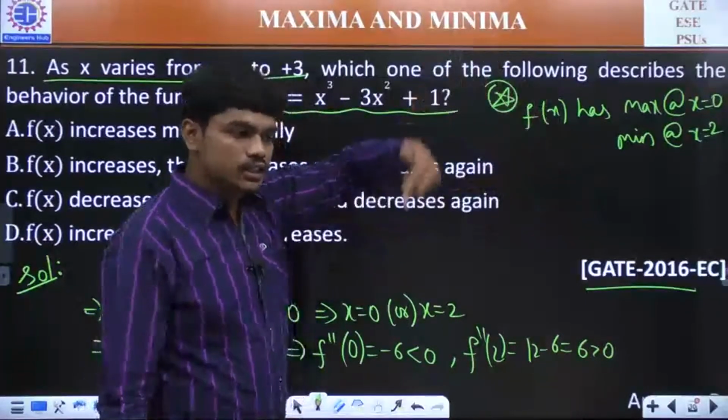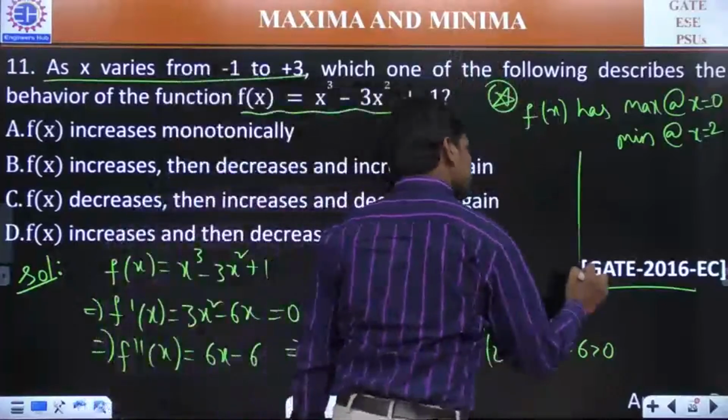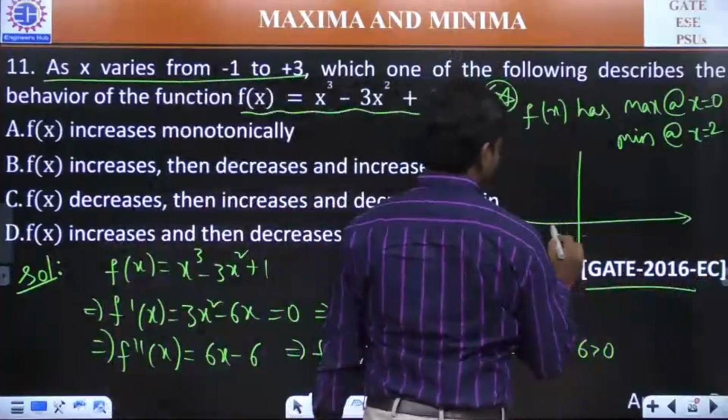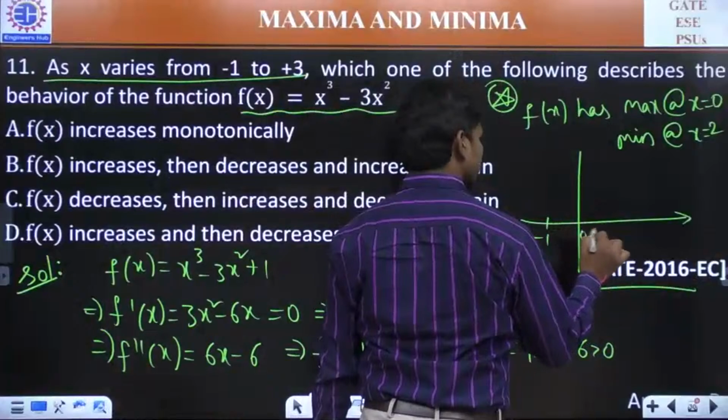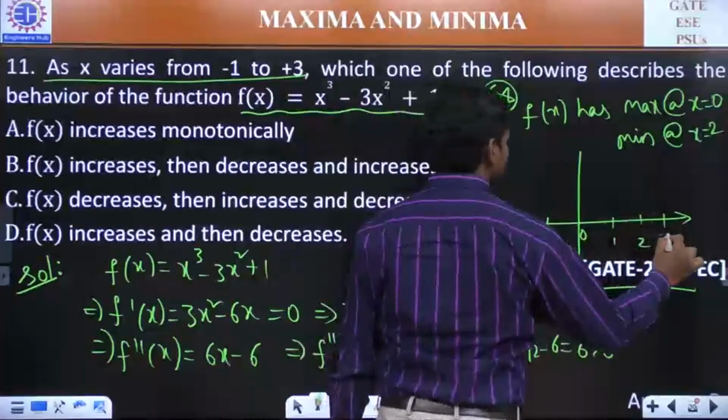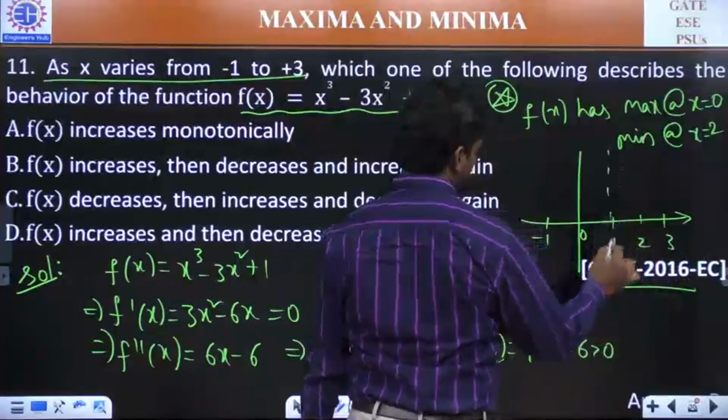Yes. Now let us try to plot the graph. This is -1, 0, maybe 1, 2, 3 somewhere here, doesn't matter. So see here.